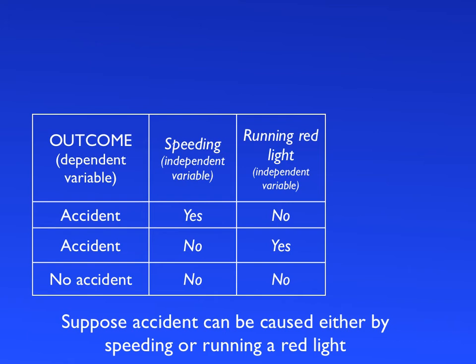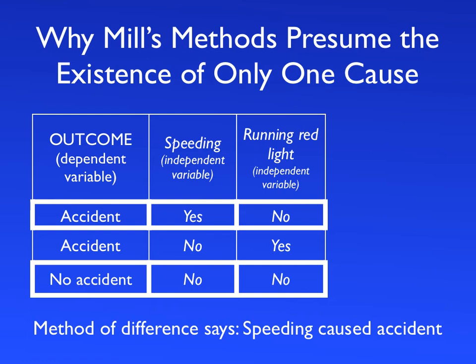In two of them, an accident was the outcome. That was our dependent variable, accident or no accident. In one case caused by speeding, in one case caused by running a red light, and in the third case there's no accident at all, and neither of these factors are present. Well, now let's run a method of difference comparison of an accident case with a no accident case, and we see we have the speeding here and no speeding there, and that's the only difference between the two cases, so that must be the cause. According to the method of difference, speeding is the cause.